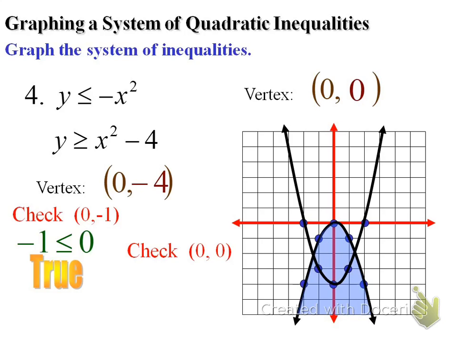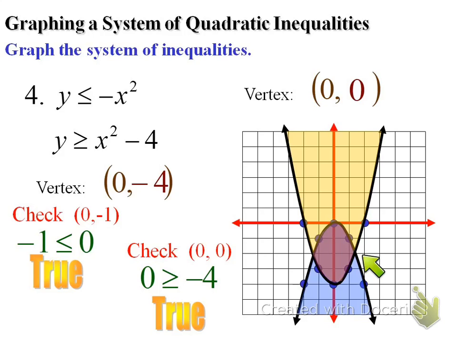So I am going to test the point 0, 0. When I test 0, 0 in the second inequality, I get 0 is greater than or equal to negative 4. So that means that inside of the parabola is where we're going to shade. But remember, for inequalities, we're only really interested in the dark region, where the overlap is shaded in extra dark. You could actually erase the blue and the yellow part if you'd like, or just make sure that the red part, the overlap, is very obvious.